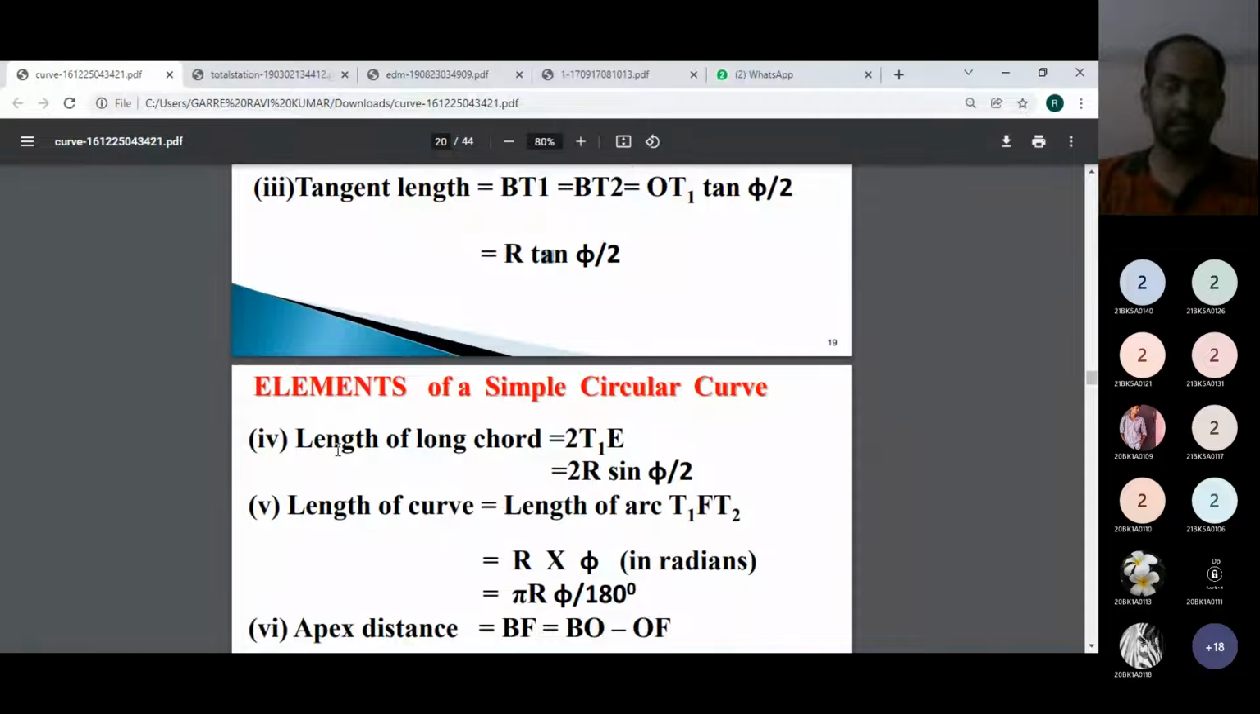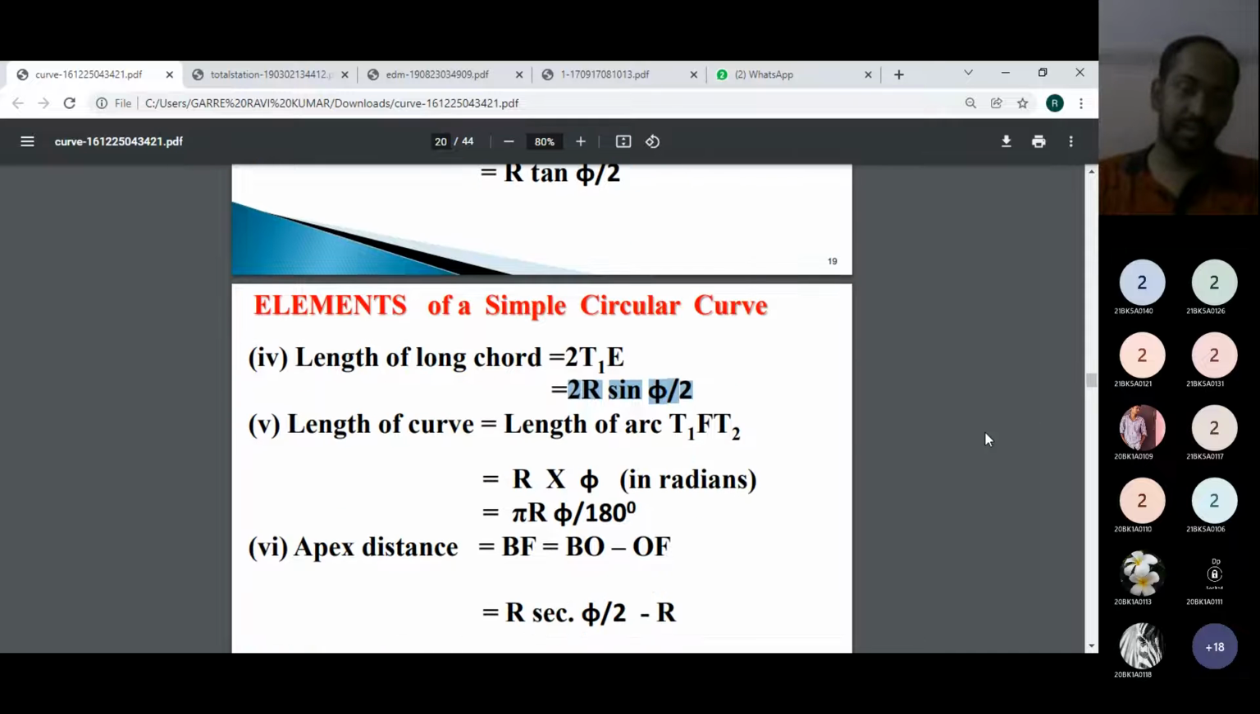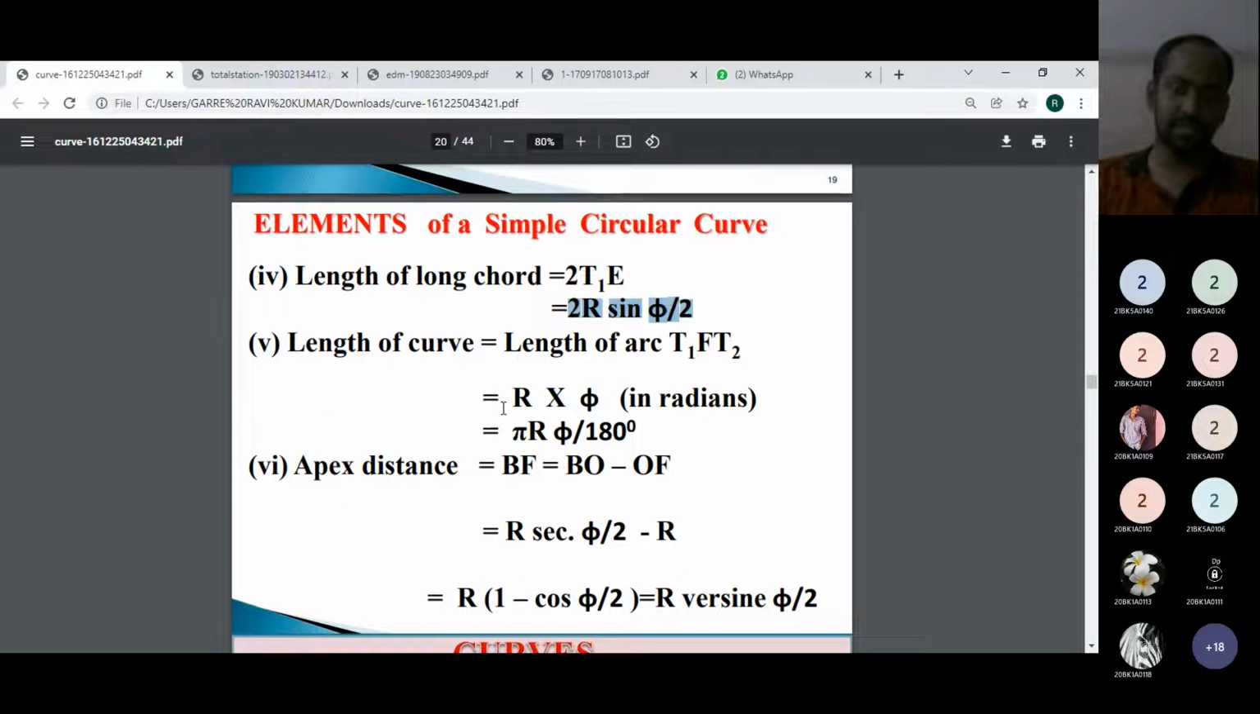And after that, the length of the long chord. We have seen now that T1 is the starting point of the curve and T2 is the ending point of the curve, and if we draw a straight line from T1 to T2 it is called the long chord. The length of the long chord can be calculated by using the formula 2R sin phi by 2. Understand now? By using this formula we can calculate the length of the long chord, and then the length of the curve can easily be calculated.